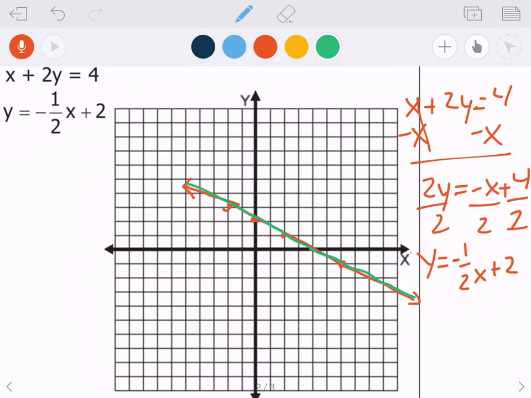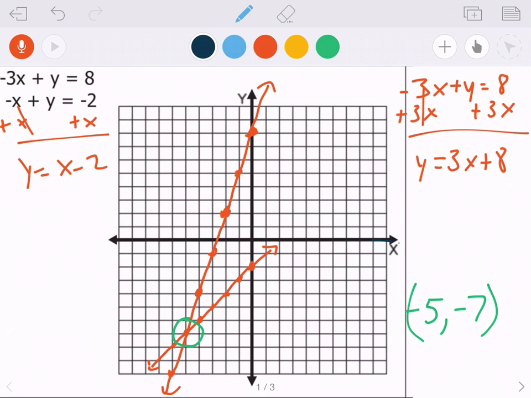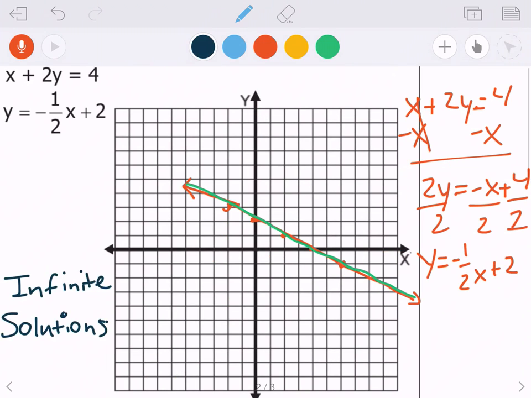Every single point on these two lines is an intersection because it's the same exact line. So in this case, whenever you have two equations that are the same, they're the same line, that means your answer is going to be infinite solutions. They intersect each other at every single point. So that is infinite solutions. So far we've done one solution, where you actually wrote the solution, the intersection. Here it's the same line, so we have infinite solutions.